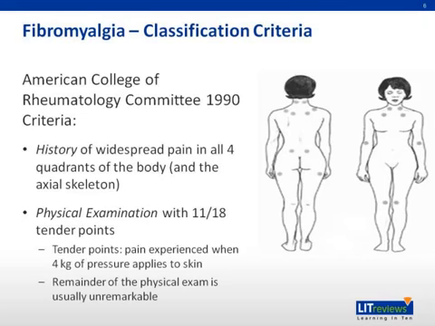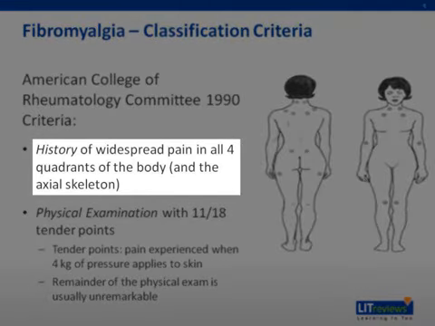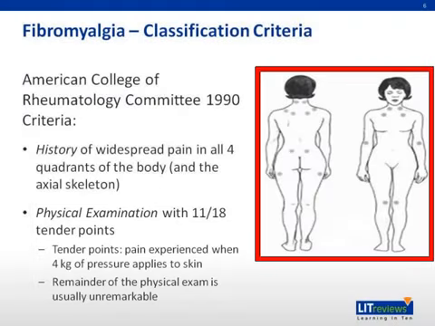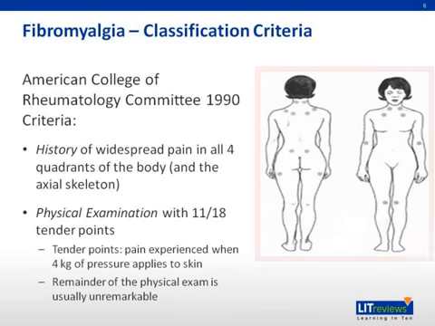The ACR 1990 criteria for fibromyalgia includes a history of widespread pain in all 4 quadrants of the body and the axial skeleton, and a physical examination with 11 out of 18 tender points. The figure to the left, obtained from the Mayo Foundation for Medical Education and Research, demonstrates all 18 tender points. A tender point is defined as pain experienced when 4 kilograms of pressure is applied to the skin. In other words, enough pressure to blanch the examiner's nail.